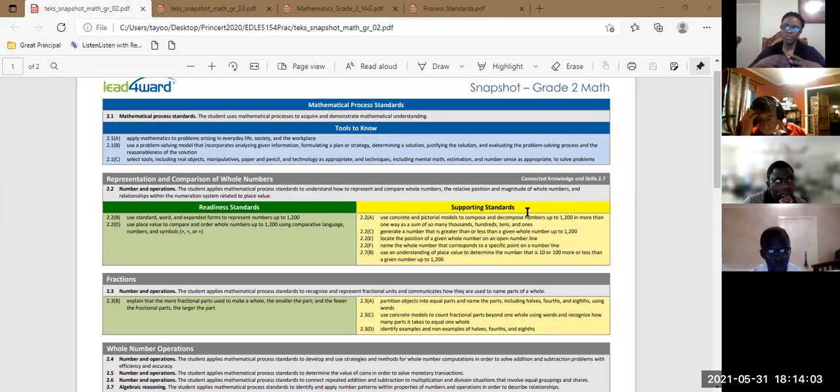So in a way, you see, they have prior knowledge of what you're talking about when you're using composing and decomposing, but they only did it up to 1,200. So they're going to be taking it further in third grade.